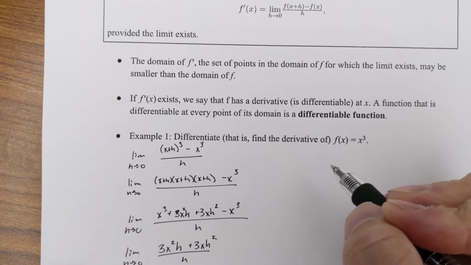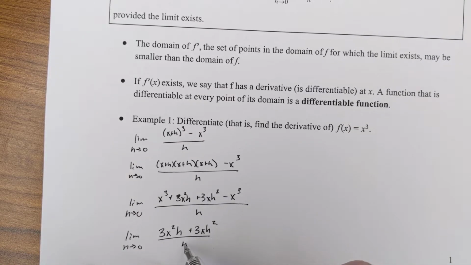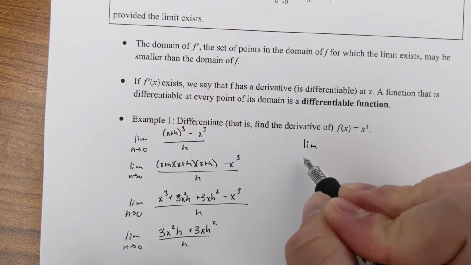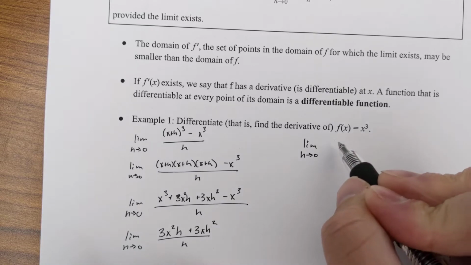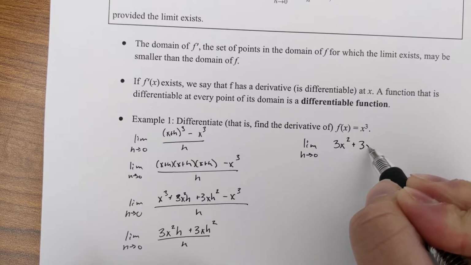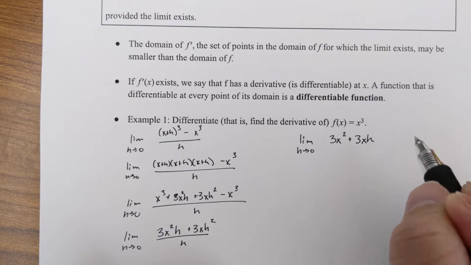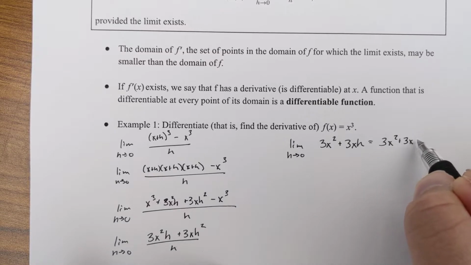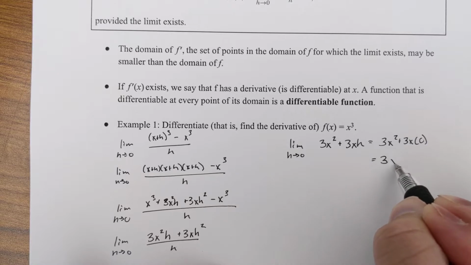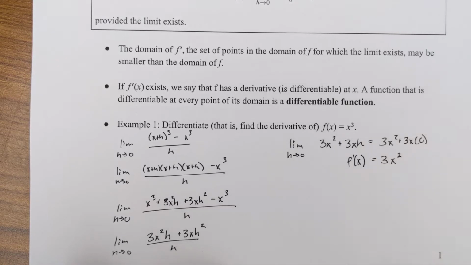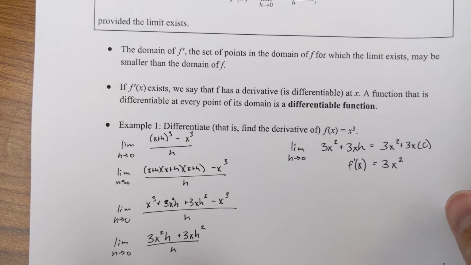So if you look down here, I have an h in all the terms, so this h can cancel that and one of these out. So I'm at the limit as h approaches 0 of 3x squared plus 3x h. And so if h is 0, that becomes 3x squared plus 3x times 0, which is just 3x squared. So this equation is f prime of x, the derivative of the original equation, x cubed.